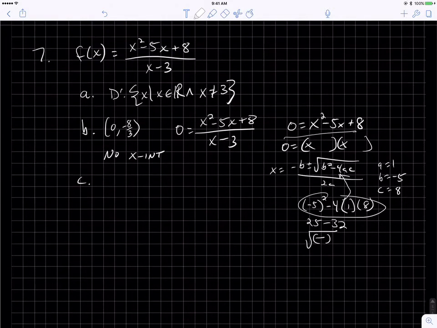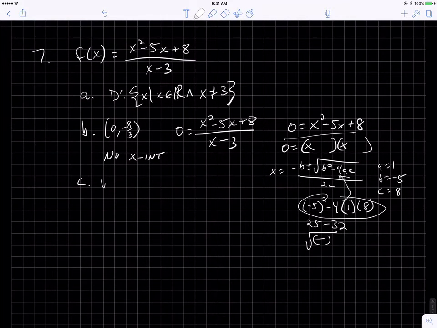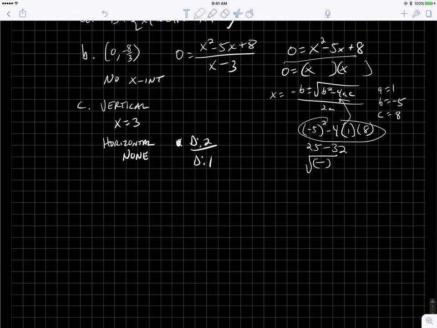C, we need to do our asymptotes. Vertical is pretty much the same thing as the domain for rational functions. We've got a vertical asymptote at x equals 3. Horizontal, we have none because the degree of the numerator is 2, the degree of the denominator is 1. Whenever this is the case, there's no horizontal. There could be, however, a slant asymptote, but we didn't talk about that. And in fact, there is one, but we're not going to find it.